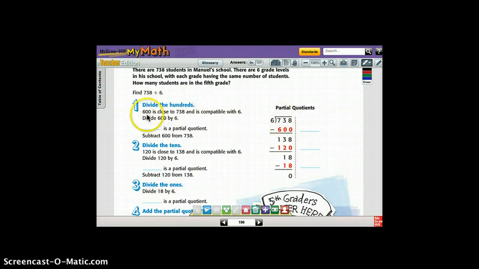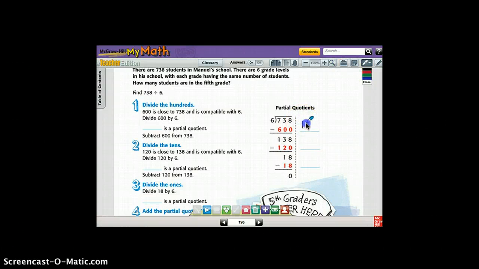So now we have to think of a compatible number, like we did in our last lesson. So if I'm just looking at 738, and it's kind of tricky to think of something that's compatible with 6, but I know 600 is pretty close to 738, and that would be really easy to divide by 6. So we can go with 600. So then we can divide 600 by 6. So when you do that, you have to subtract the 600 from our 738, our original number. So 600 divided by 6 is 100.